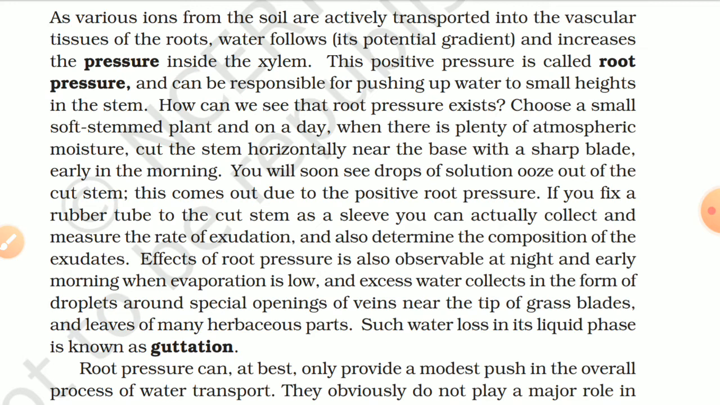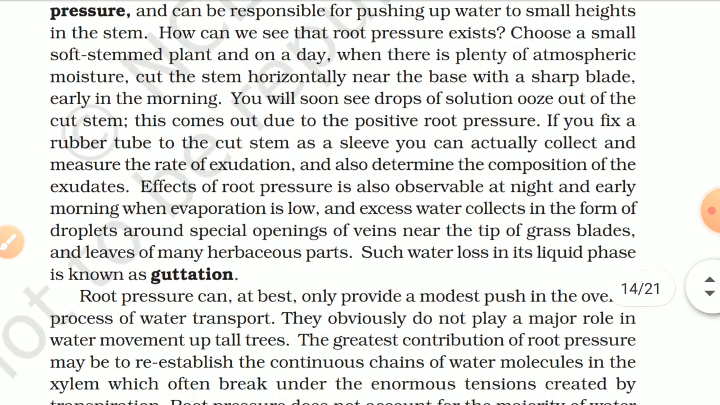Choose a small, soft-stemmed plant and, on a day when there is plenty of atmospheric moisture, cut the stem horizontally near the base with a sharp blade early in the morning. You will soon see drops of solution ooze out of the cut stem. This comes out due to positive root pressure. If you fix a rubber tube to the cut stem as a sleeve, you can actually collect and measure the rate of exudate and also determine the composition of exudates.